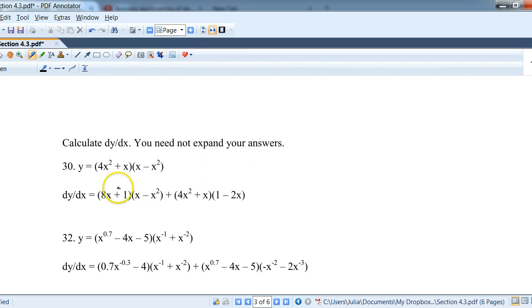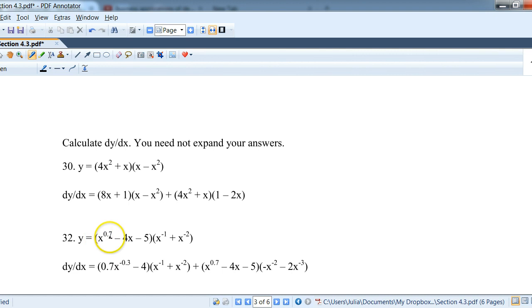Now, let's take a look at another product rule. So we basically alternate some of the questions on the homework, for example, that you do not need to combine. There's one exception that we're going to get to. But in a lot of these, we can just simply set them up as the derivative and leave it at that. Like, for example, here, we have 4x squared plus x times x minus x squared. Notice how derivative of the first one basically becomes 8x plus 1 times x minus x squared plus 4x squared plus x, and the derivative of x minus x squared is 1 minus 2x. And that's it.